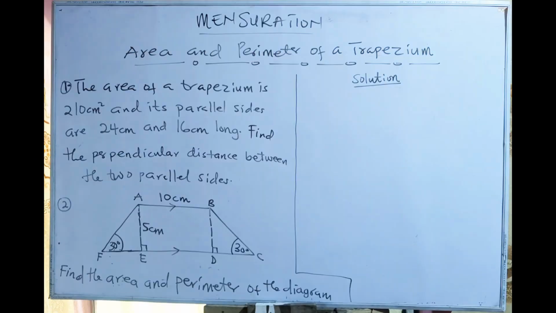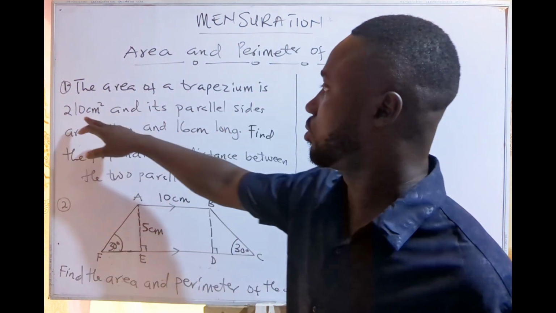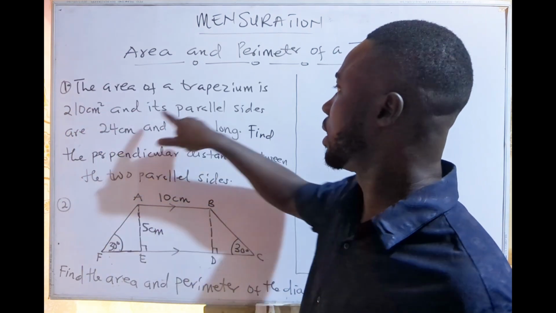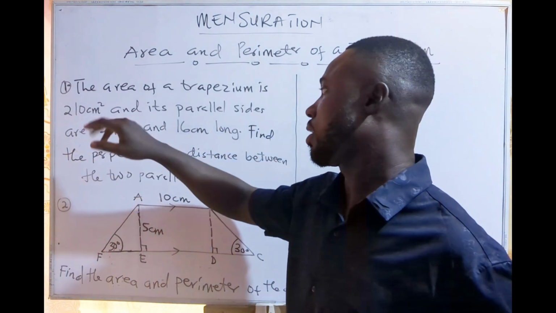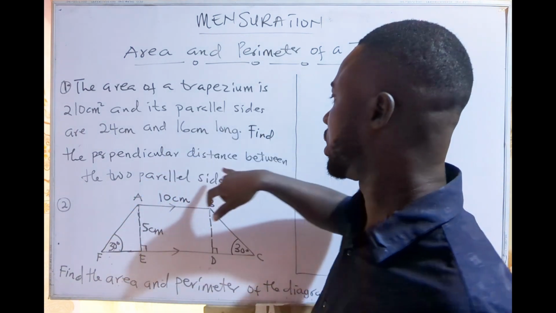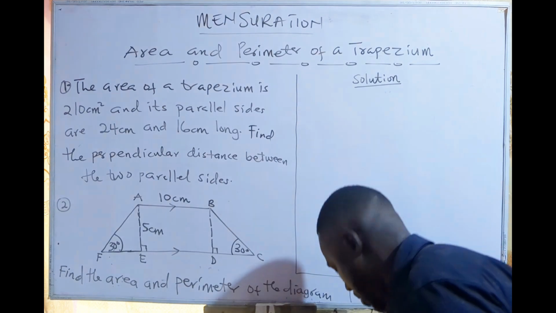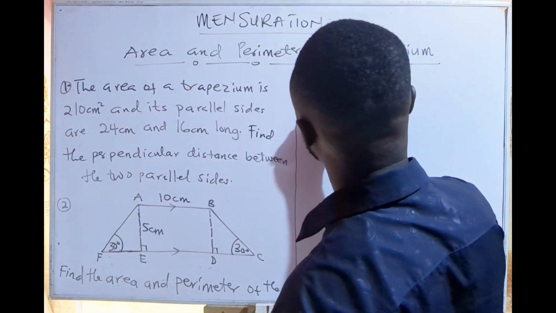Alright. Okay, so let's look at the questions. The area of a trapezium is 210 centimeters squared and its parallel sides are 24 centimeters and 16 centimeters long. Find the perpendicular distance between the two parallel sides. Alright. So what is the area of a trapezium?